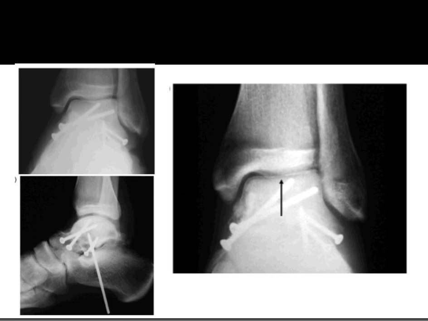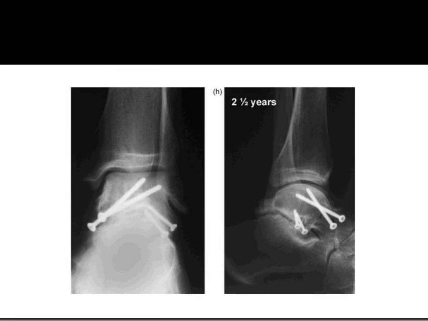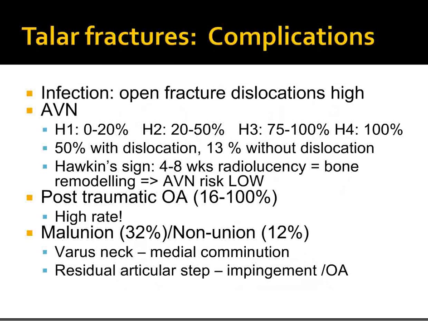So this is a sign that? Yeah, so when you see this sign, the Hawkins sign, it is a good sign. It means the AVN risk is less likely. So you can pass. So this is at 2.5 years. Talus fractures, complications: I mentioned infection, open fracture, dislocations, you have a high rate. AVN is associated with the Hawkins type classification, with the rates of AVN as listed.